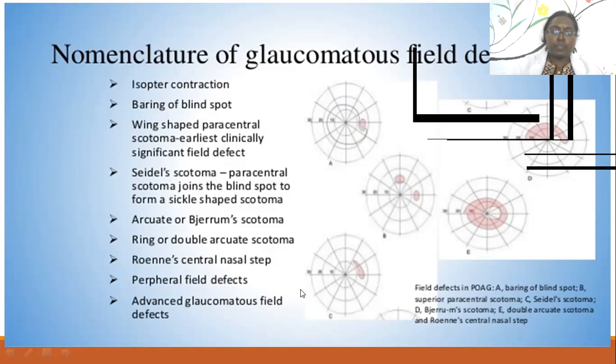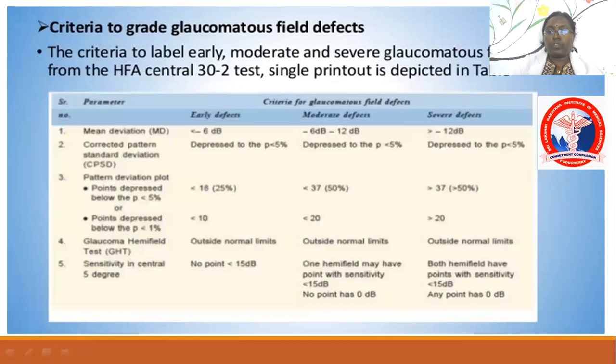Peripheral field defects can be there. In advanced glaucomatous field defects, when the PMB fibers are ischemic and damaged, there is total loss of vision. In the advanced stage, the patient can go to tubular vision. From tubular vision, it can worsen to total loss of vision.